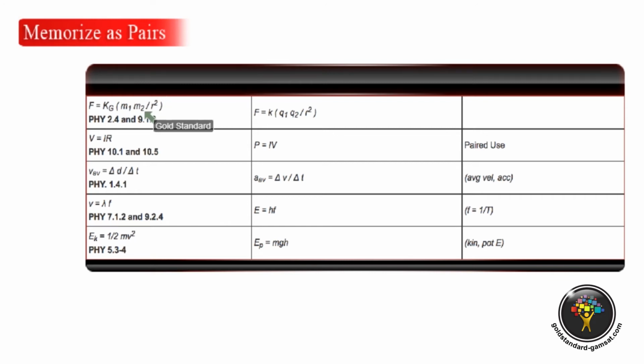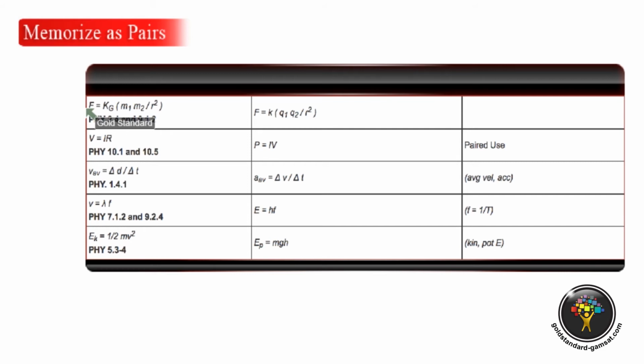Now one of the reasons why these equations are so important is because Acer likes to ask questions where you double the mass, what's going to happen to the force of gravity? So we see here that if you double one mass, then the force of gravity will be doubled. If you double both masses, then you have 2 times 2, that's 4. So then the force of gravity will be 4 times.